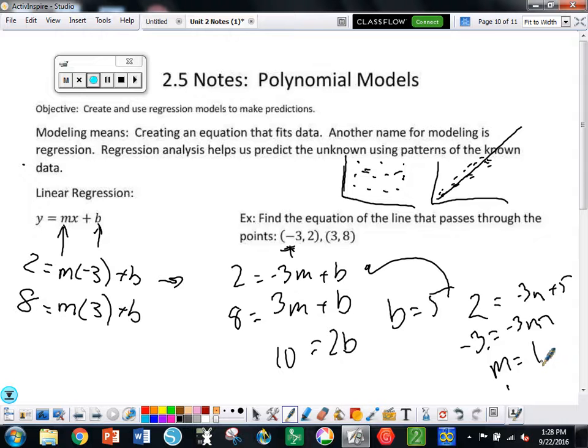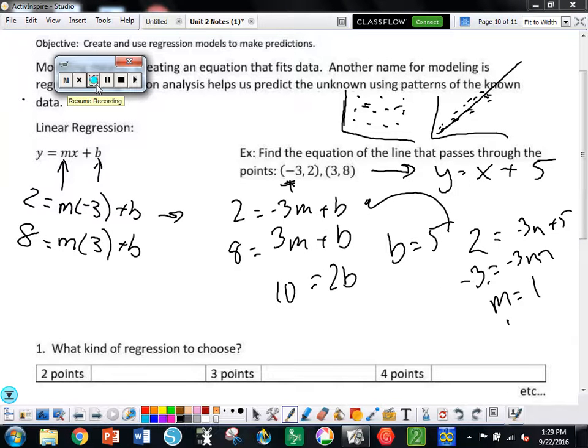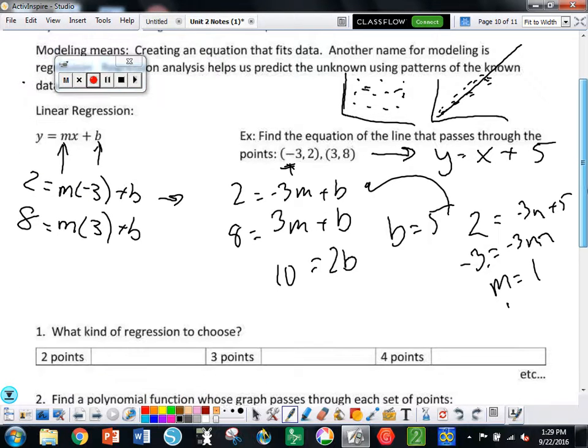So, for these 2 points, what is my equation? Well, what's my m value? 1. So I have y equals 1x, which is just x, plus 5. Okay? I could write an equation of a line with 2 points. Now, let me push pause for a minute to figure out something.